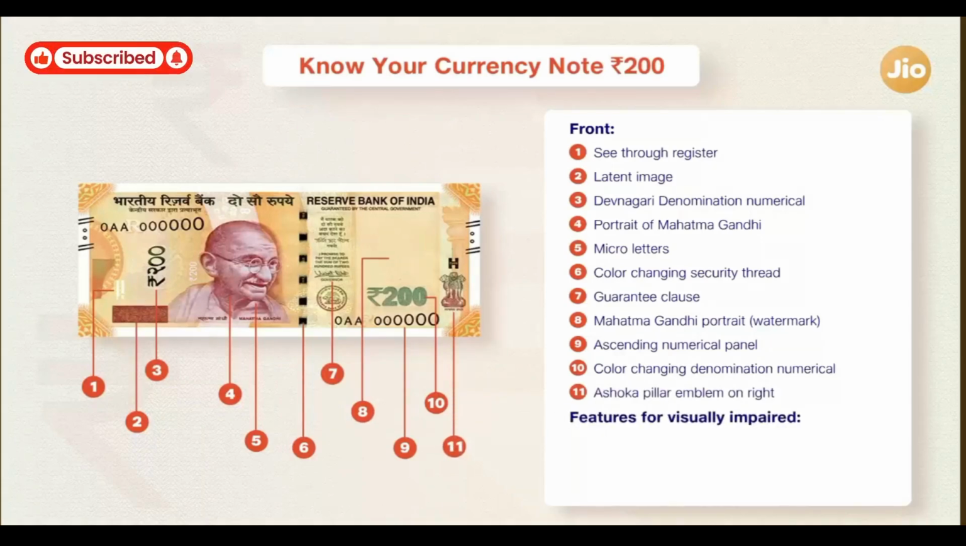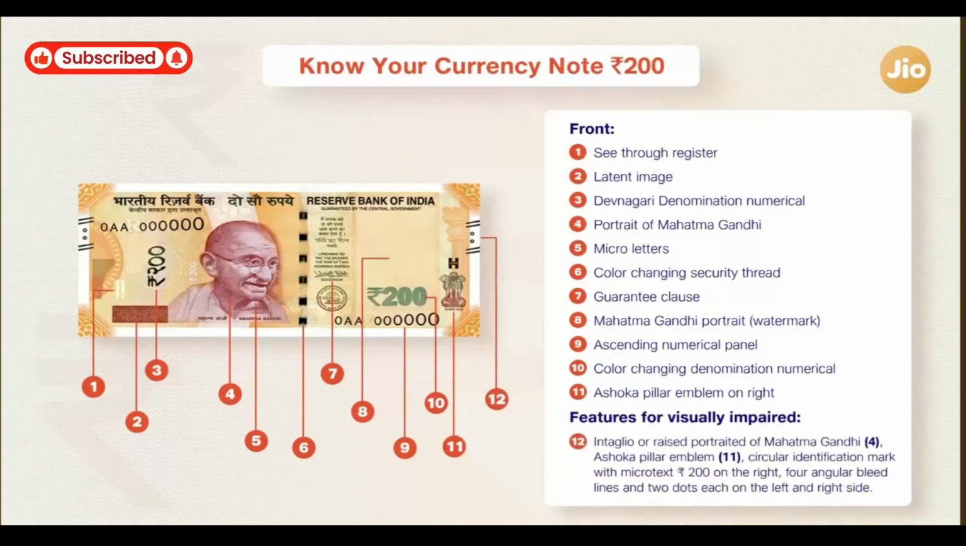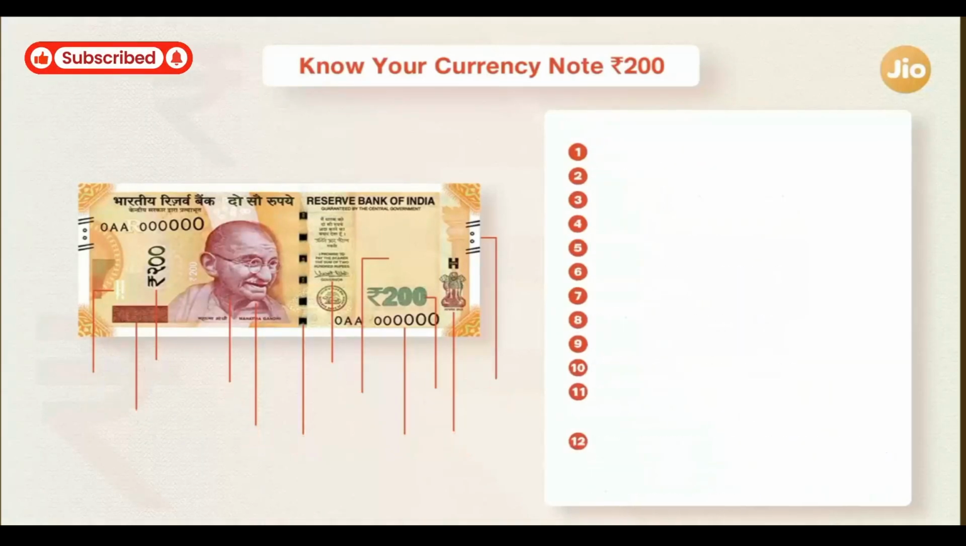Following are the features for visually impaired. 12th, the intaglio or raised portrait of Mahatma Gandhi. The Ashoka pillar emblem. The circular identification mark with microtext rupees 200 on the right. 4 angular bleed lines and 2 dots each on the left and right side.